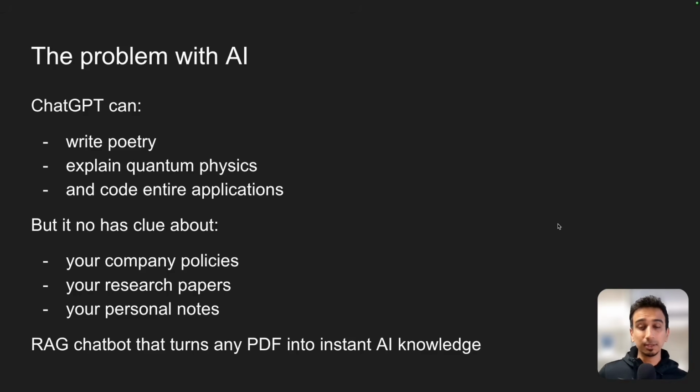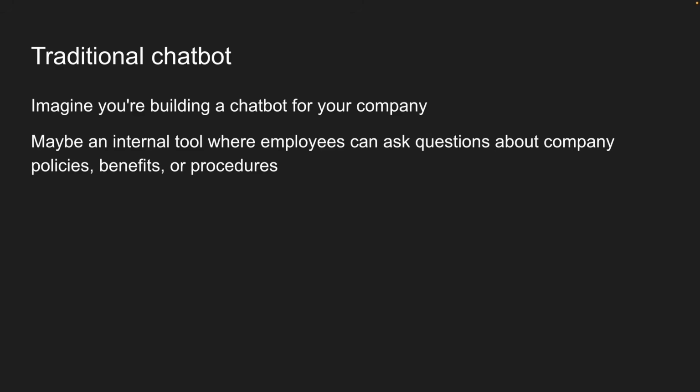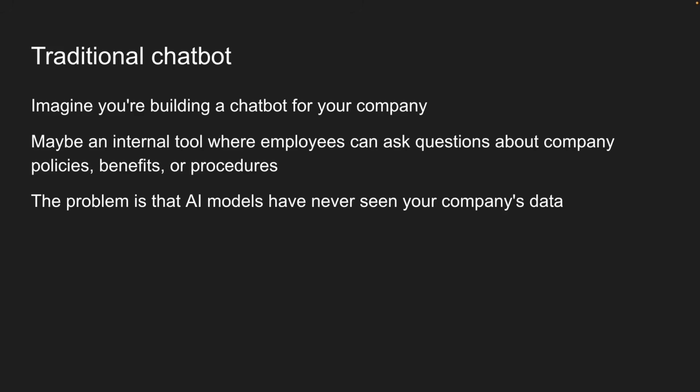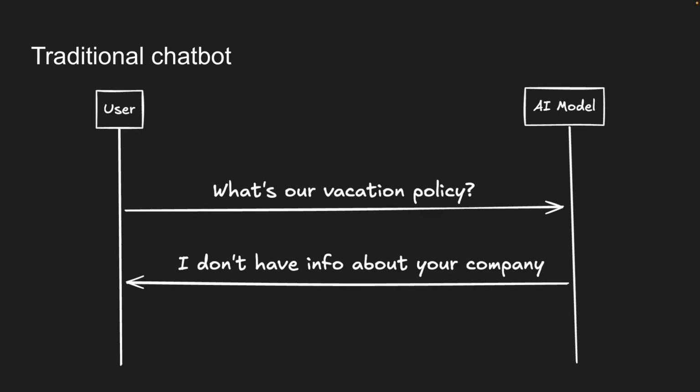But before we start coding, let's first understand what RAG actually is and why it's important. Imagine you're building a chatbot for your company, maybe an internal tool where employees can ask questions about company policies, benefits, or procedures. Now, the problem is that AI models have never seen your company's data. They don't know your vacation policy, your expense reimbursement process, or any of your internal information. So with a traditional chatbot, when someone asks, what's our vacation policy, or how many sick days do I get, the AI can't answer because it simply doesn't have that information.